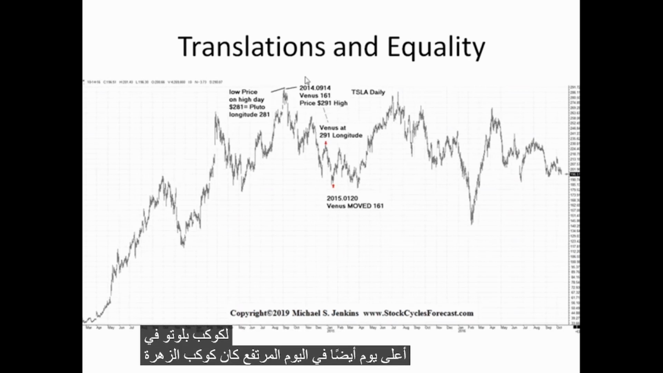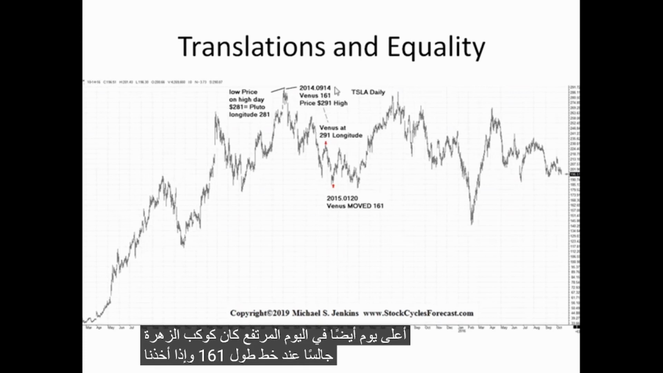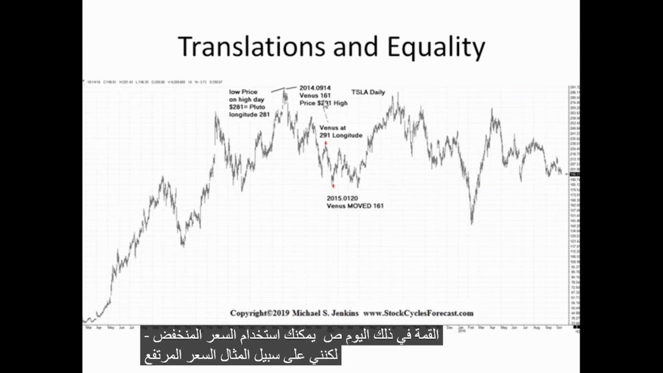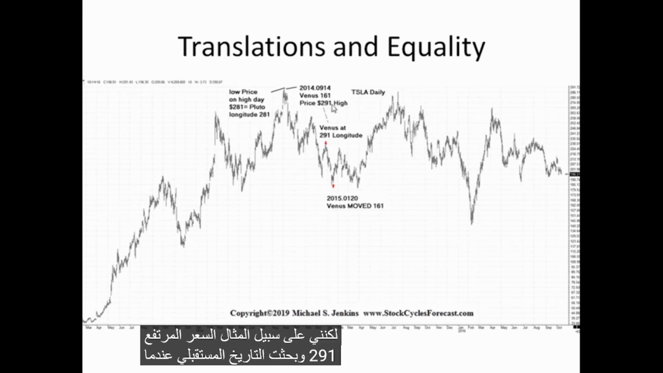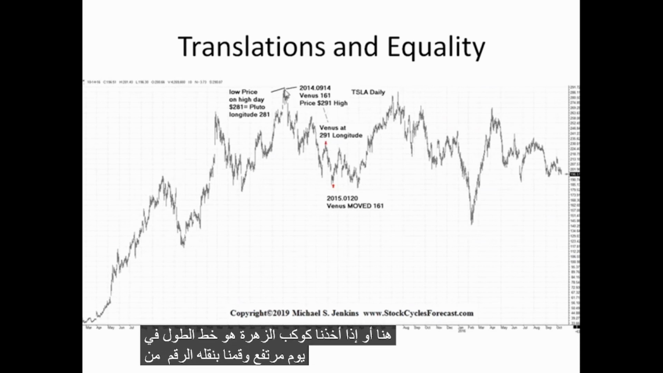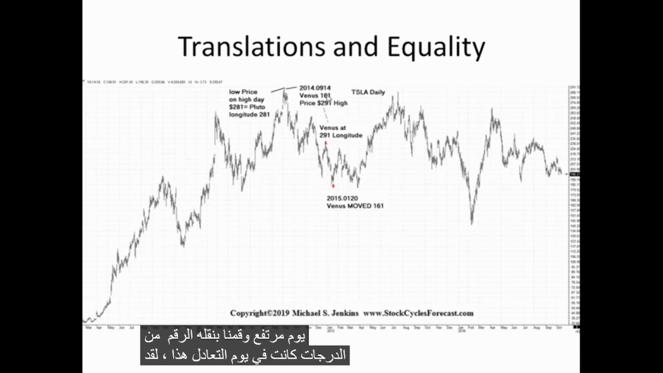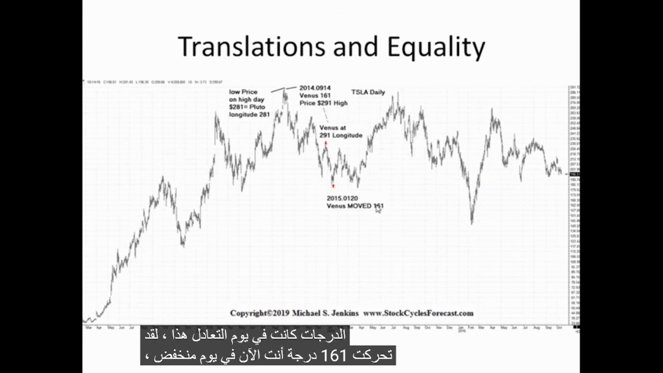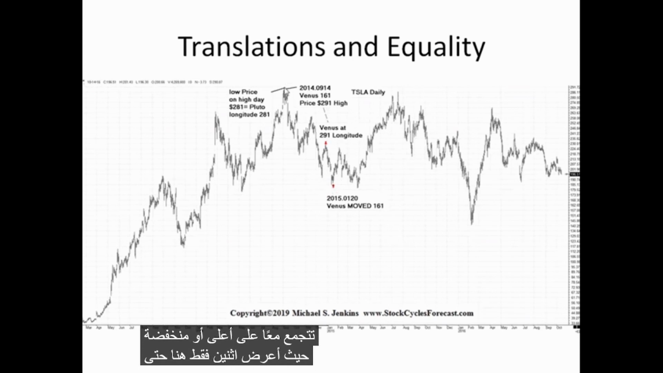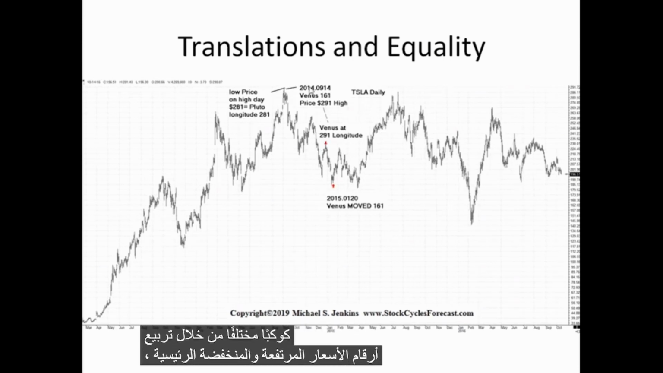Also on the high day, Venus was sitting at 161 longitude. And if we took the high that day, you can use the low too, but I'm just examining the high price of 291 and looked up the future date when Venus got to 291, it would come out right here. Or if we took Venus's longitude on the high day and moved it the number of degrees it was on that high day, it has moved 161 degrees, you're now on the low day. So you will often find many planets all coming together on the highs or lows. I'm only showing two here so as not to confuse you, but every one of these highs and lows in history will be a different planet squaring out the numbers of the key high and low prices.